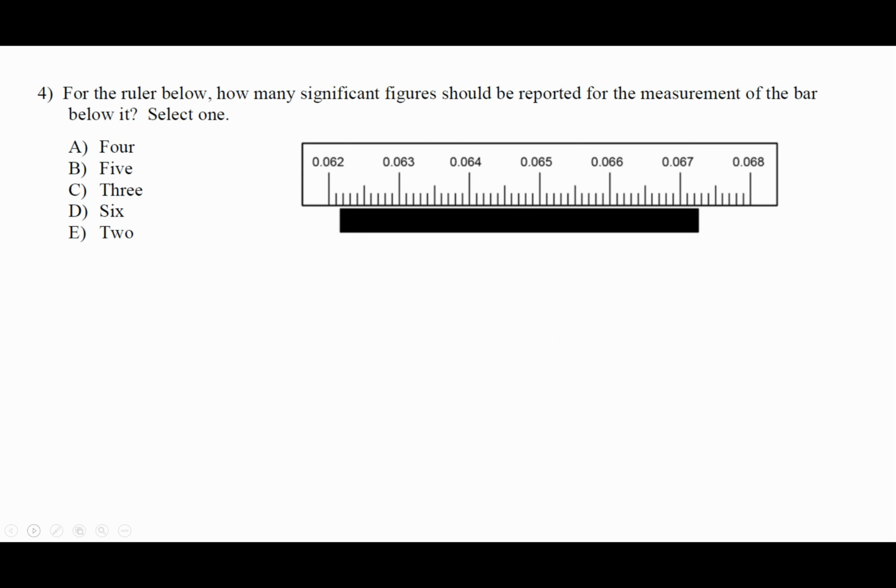For the ruler below, how many sig figs should be reported for the measurement of the bar? Okay, well, let's measure the bar. So I have 0.067, and then it's greater than the 2, but less than the 3, so we'll call it a 2. And the next one I have to guess, I'm going to guess a 6. And this one is going to be 0.062. It's greater than the 1, less than the 2, so it's a 1.